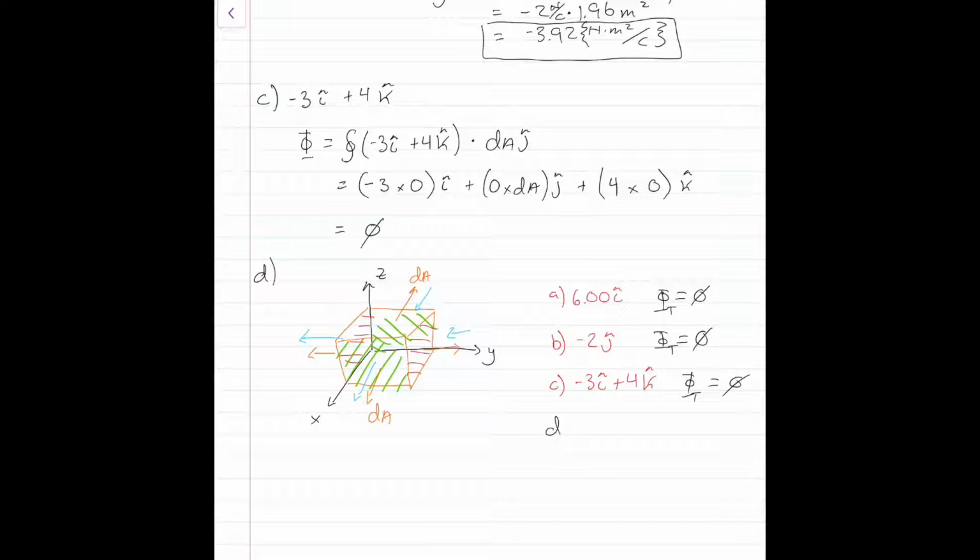So the answer to D, when they ask what the total electric flux is, the total electric flux is equal to 0 for this cube, because we're passing through portions of the surface where, because the differential area is orthogonal, we're going to get equal and opposite electric fluxes as we pass through this cube. So our total is 0.